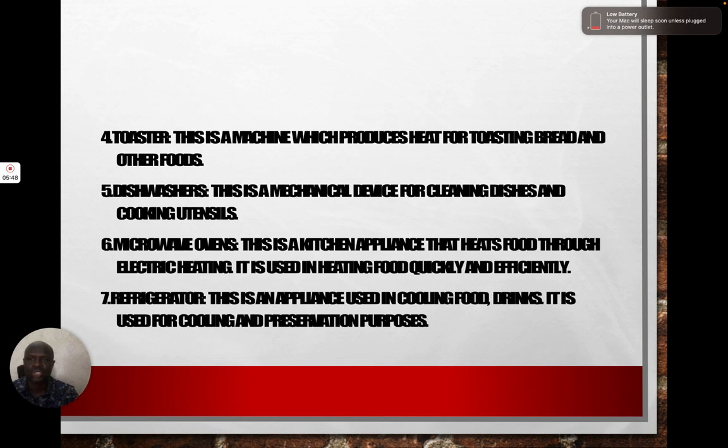Also, dishwashers. Dishwashers, this is a mechanical device for cleaning dishes and cooking utensils. We also have microwave ovens. This is a kitchen appliance that heats food through electric heating. It is used in heating food quickly and efficiently. All these home appliances make our living condition better.